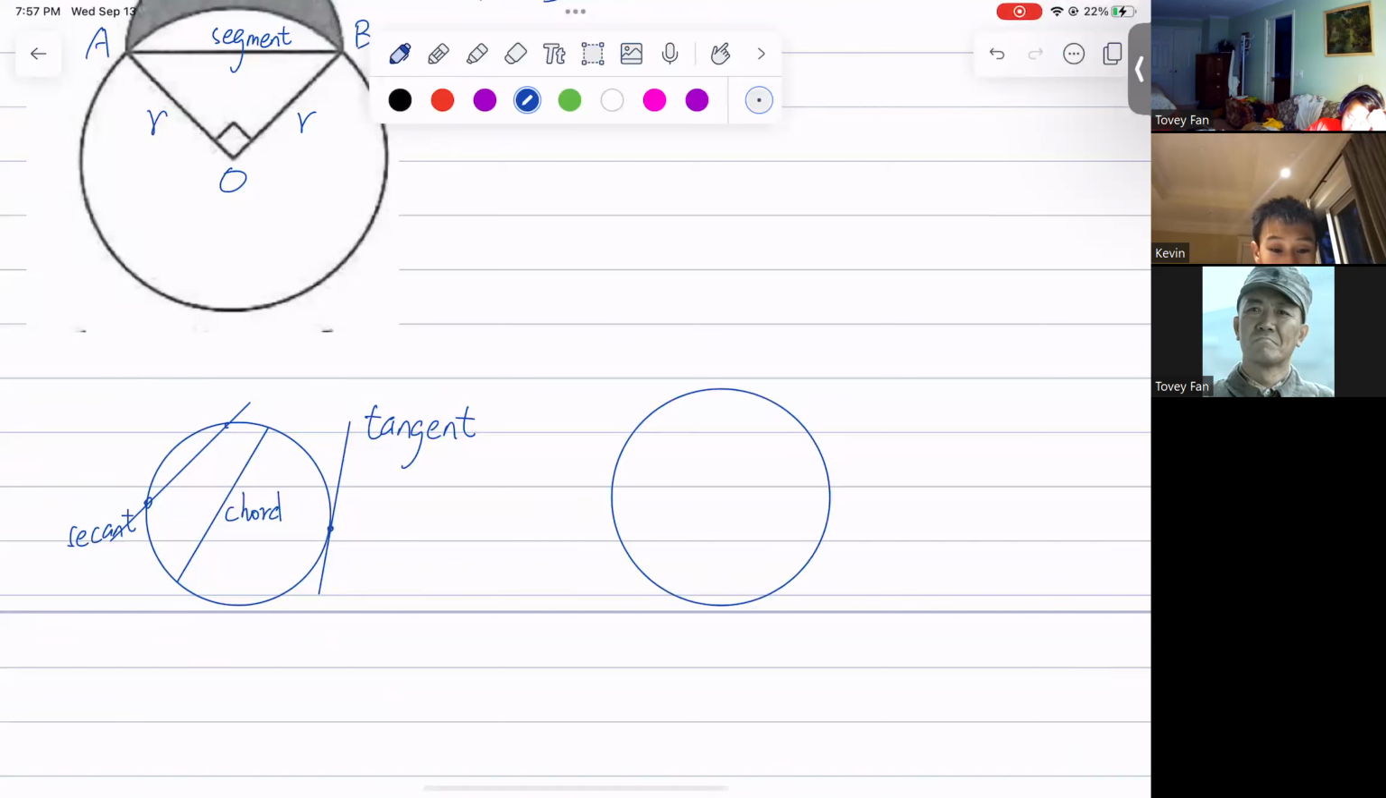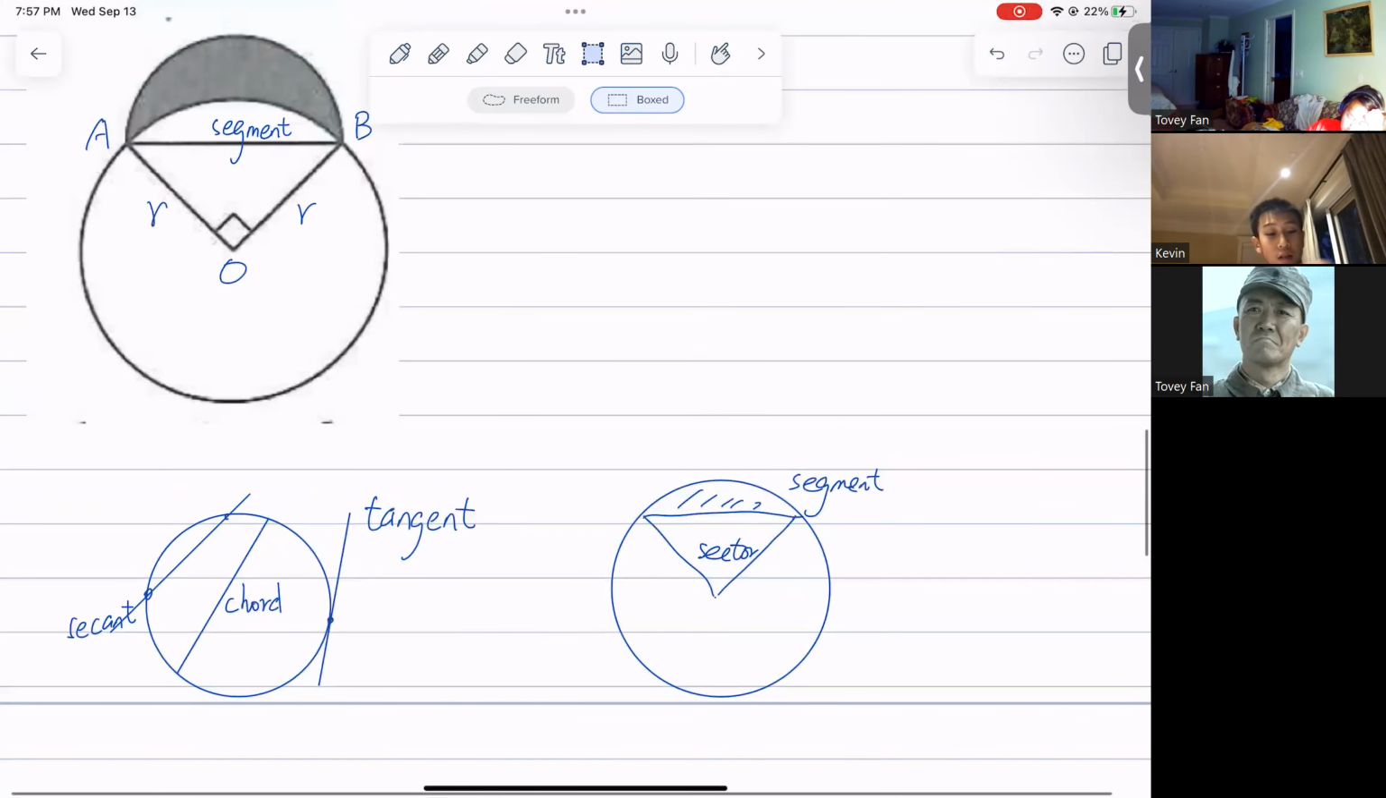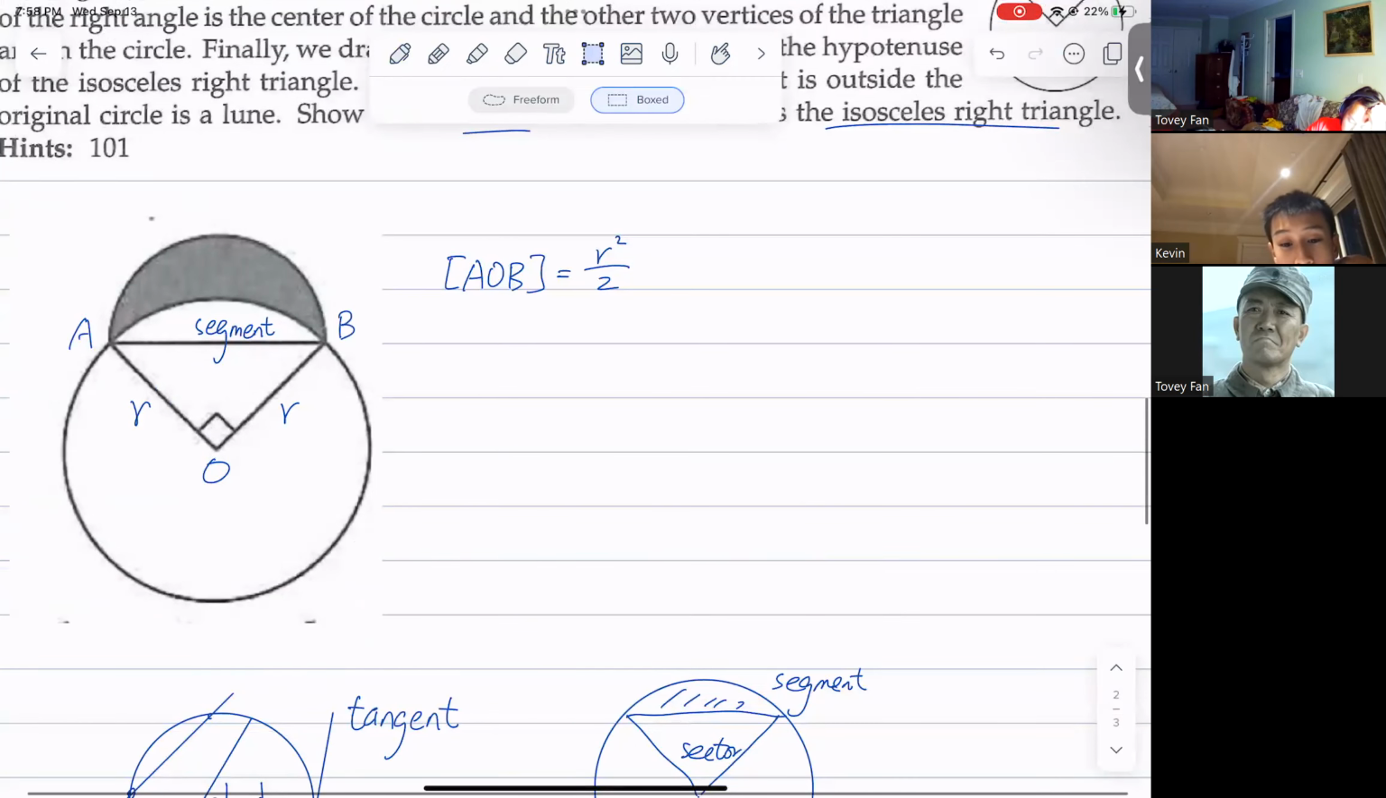If you have two radii, that's called a sector, right? Sector. And you connect this, you have a chord, and this little part is called a circular segment. Does it make sense? Segment, sector, tangent, secant, chord. Any question about these words? No. Okay, very good. That was a good idea.